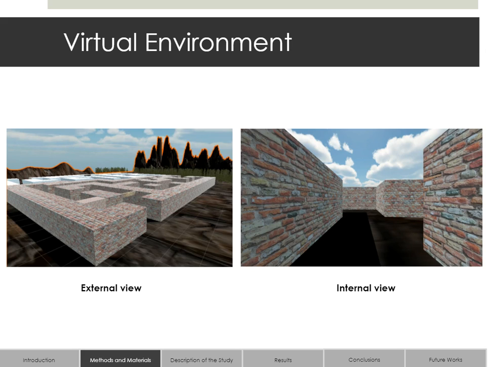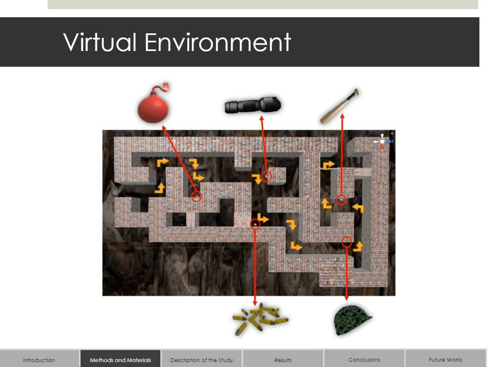The research team of the BC Stereo Diagnostic Project was in charge of the design and development of the virtual environment. In the image on the left, you can see the external view, and in the image on the right, you can see the internal view of the virtual environment. A first-person avatar was designed. This represents the participant in the virtual environment. The VE consists of a virtual maze with 12 intersections. The design of the virtual environment included 5 3D objects: a bomb, a flashlight, munitions, a military helmet, and a bat. They were placed following the sequence on the left side of the path.